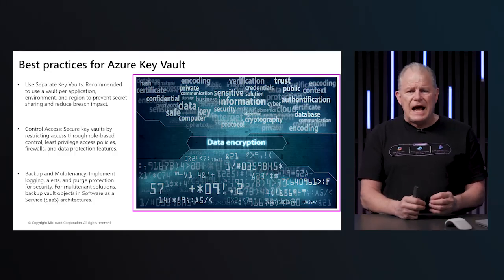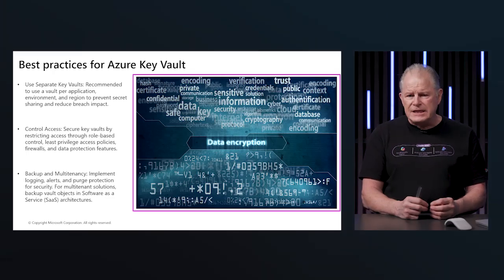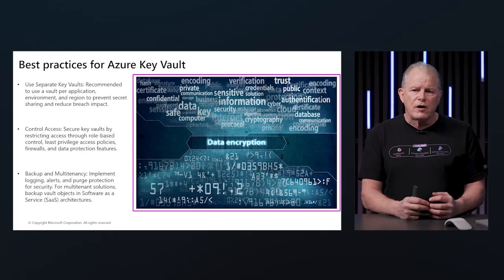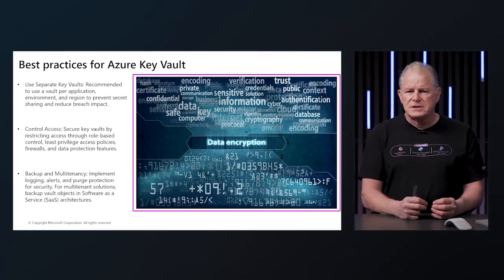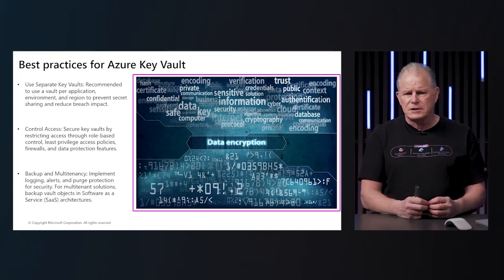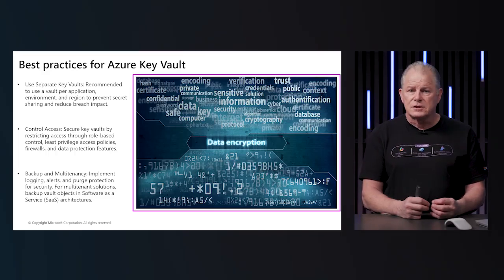You'll need to create access policies for each vault and use the principles of least privilege to grant access. You're going to want to turn on firewall and virtual networking service endpoints to restrict access to specific IP addresses and virtual networks. We're going to be covering more of that in the rest of this module and the next module. You're going to enable purge protection along with soft delete to guard against malicious or accidental deletion of the secrets and key vaults.